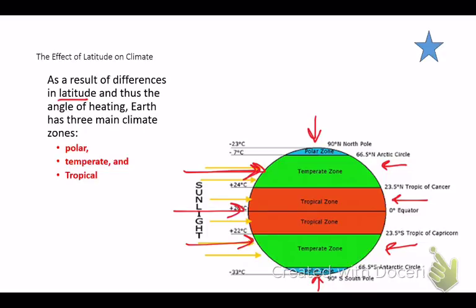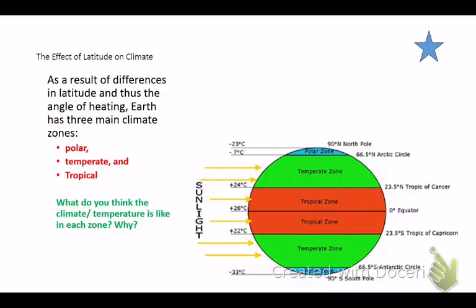You will be tested on this material. You need to understand why these different zones have different climates, and it's partially because of the latitude and the angle of heating at which they are exposed to from the sun. Okay, so just make sure that you understand why the climate and temperatures in each zone vary. Remember, it does have to do with the angle of heating.